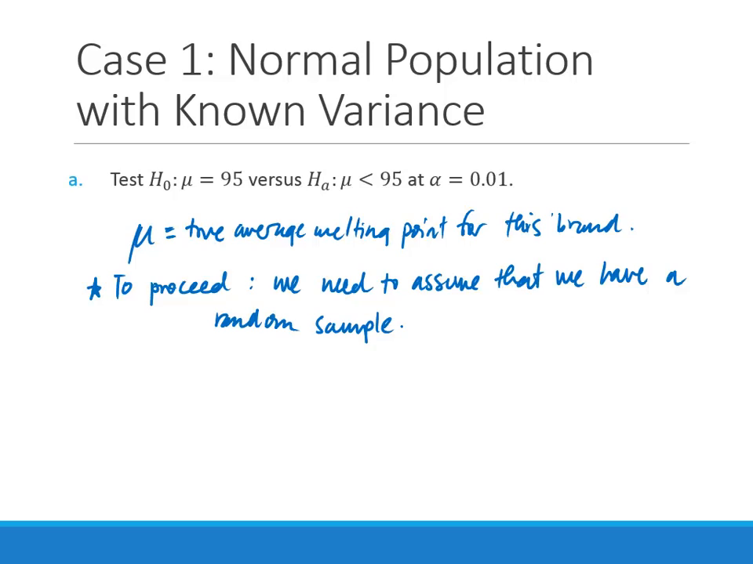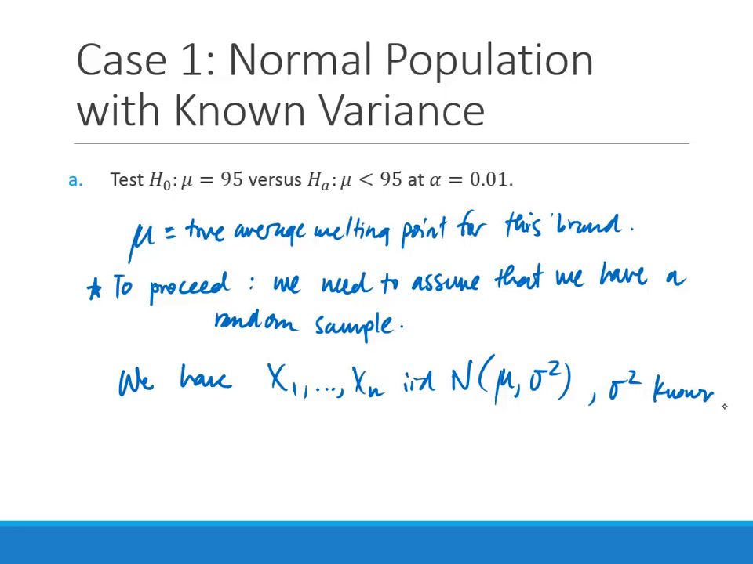Okay, so since we have a normal distribution, our random sample is from a normal distribution where sigma squared is known. So we can use the z-test here, which is what we're talking about.